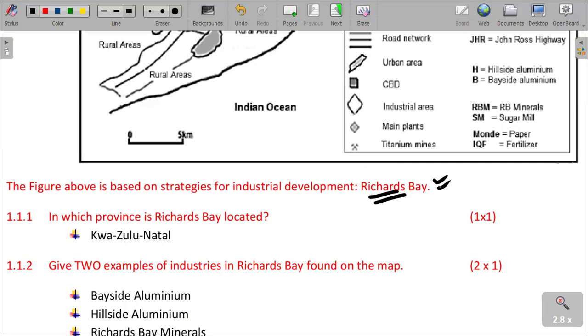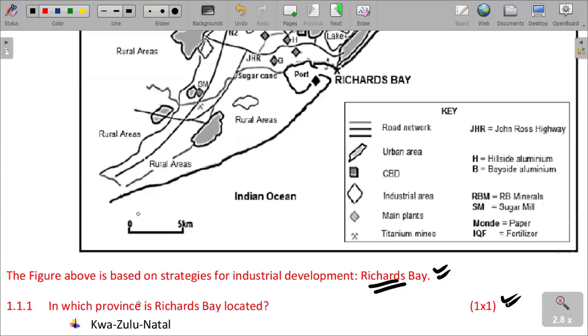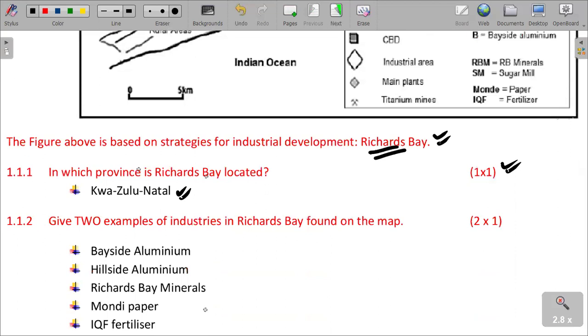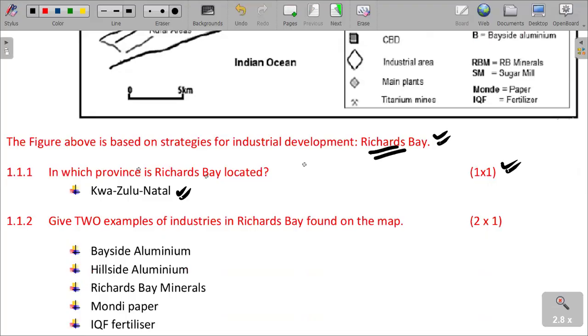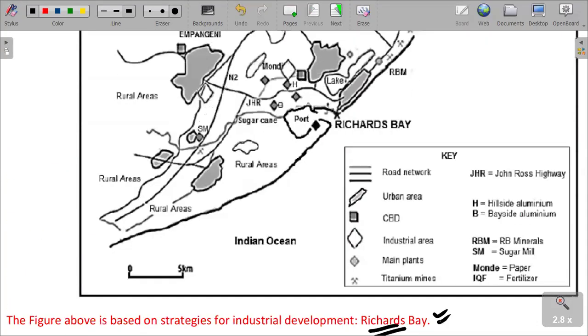So, in which province is Richards Bay located? I once said that you'll be given one mark for knowing where Richards Bay is located. It is in KZN, in KwaZulu-Natal. Next: give two examples of industries in Richards Bay found on the map. If you look on the map, we have various industries that are found there.